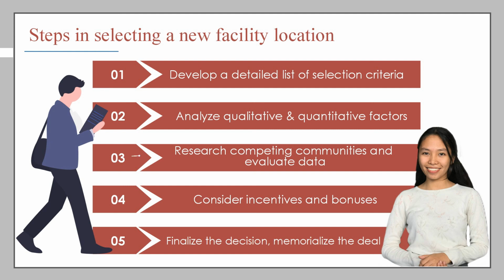Third, we have to research competing communities and evaluate data. In most instances, a company and its consultants will request data from potential candidate states and communities, and will also review public and subscription databases to generate a preliminary field of potential sites. Initial visits are made to the sites that are deemed suitable. This early screening may be done by the company or its consultants.